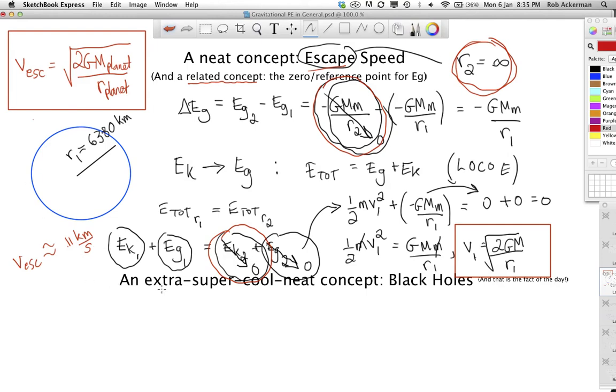All right? And here's a really extra super cool, neat concept, which is called black holes. Let's see how this relates to the concept of escape speed. And by the way, this is going to be, as you see hidden here, the fact of the day. What is a black hole? Well, if you think you know what a black hole is, maybe you've heard about it in science fiction, maybe you've studied physics, well, I'm going to tell you.